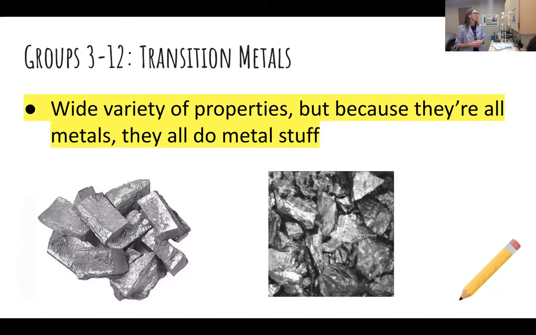If you look at something weird like mercury, which is a liquid at room temperature, it's very different from something like titanium, which is also a transition metal, but they're both metals, so they both do metal stuff, right? They're shiny, they're ductile, they're malleable, good conductors of electricity and heat. So big takeaway here, your transition metals kind of make up a big part of your periodic table, but in general, they all do metallic-y stuff.